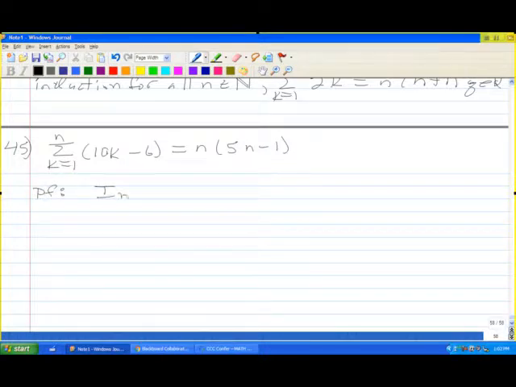So let's first do the initial case. So let's do the case when n is equal to 1. And so let's replace n here by 1.